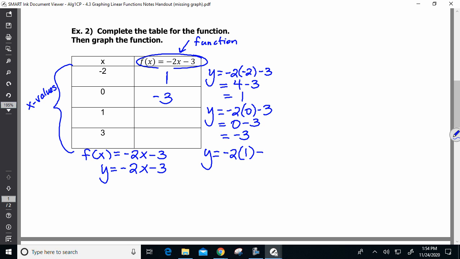Negative 2 times 1 minus 3, what does that give you? Negative 5. Negative 2 times 1 is negative 2. Negative 2 minus 3 is negative 5.